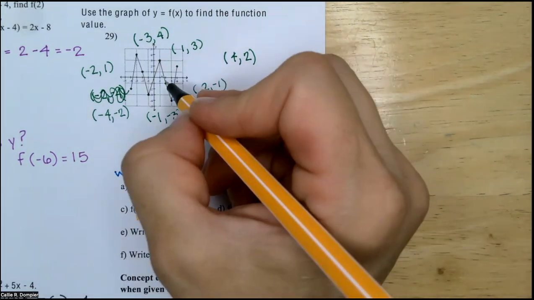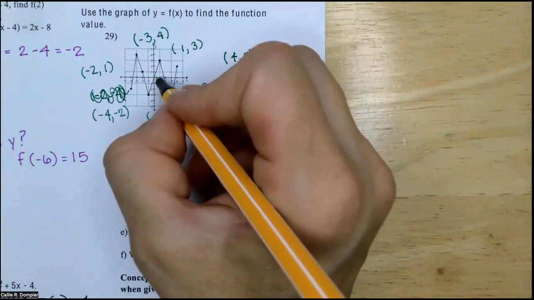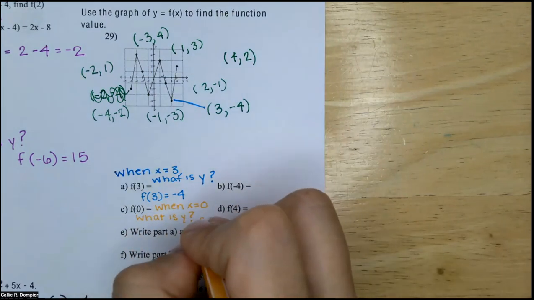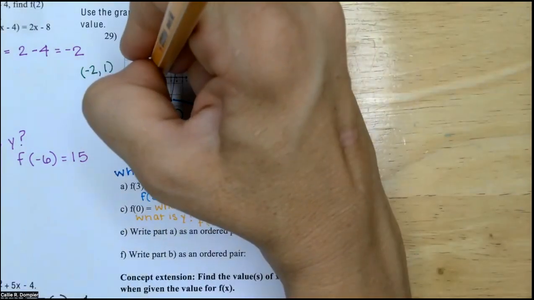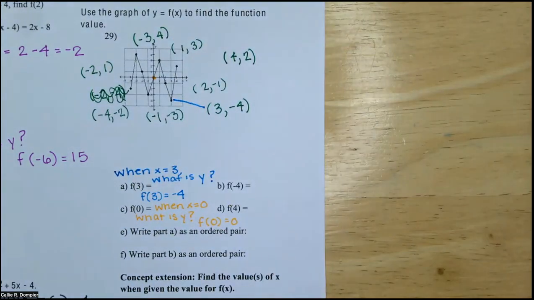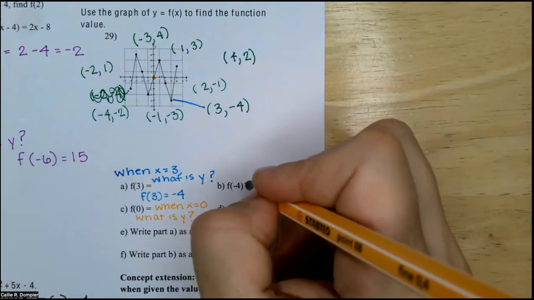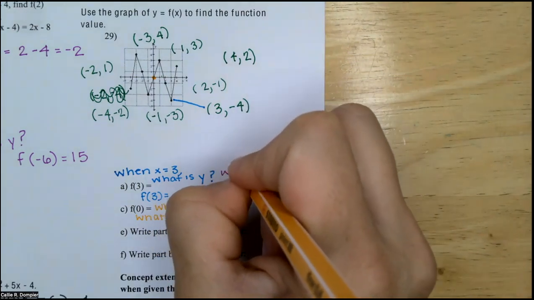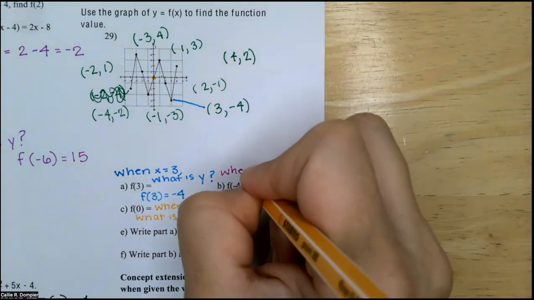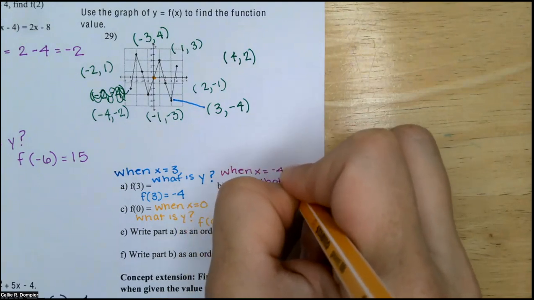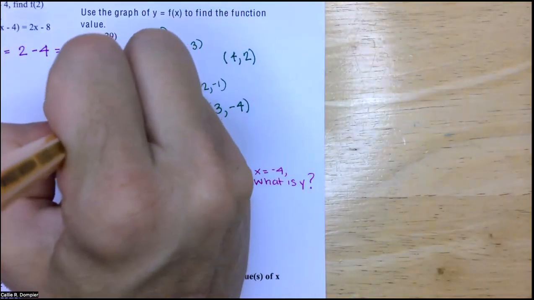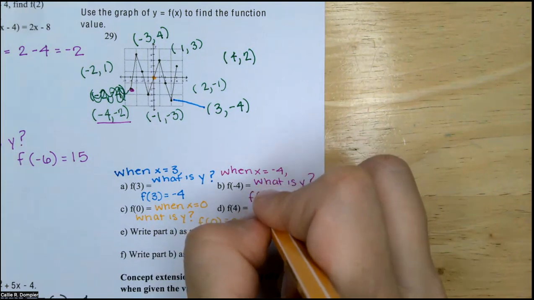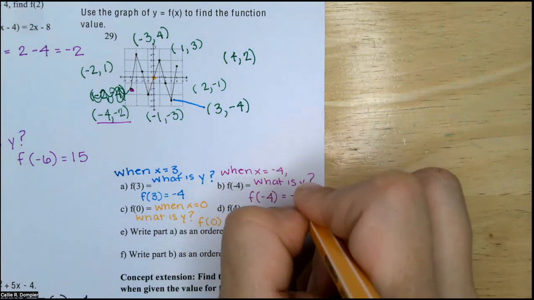f of 0 is just asking when x equals 0, what is y? When x equals 0, y equals 0. I missed that point. f of 0 equals 0. Good. f of -4, when x equals -4, what is y? Way over here at -4, y is -2. So f of -4 is -2.